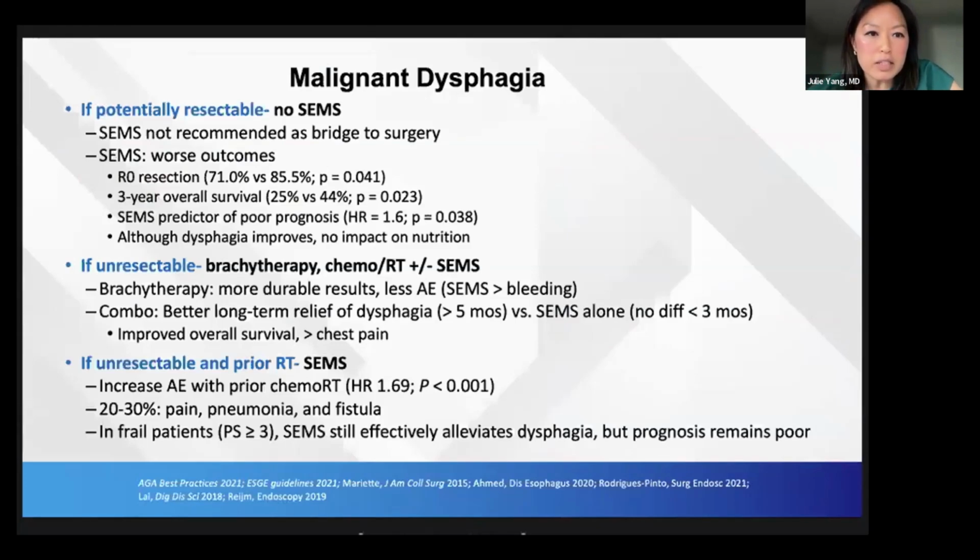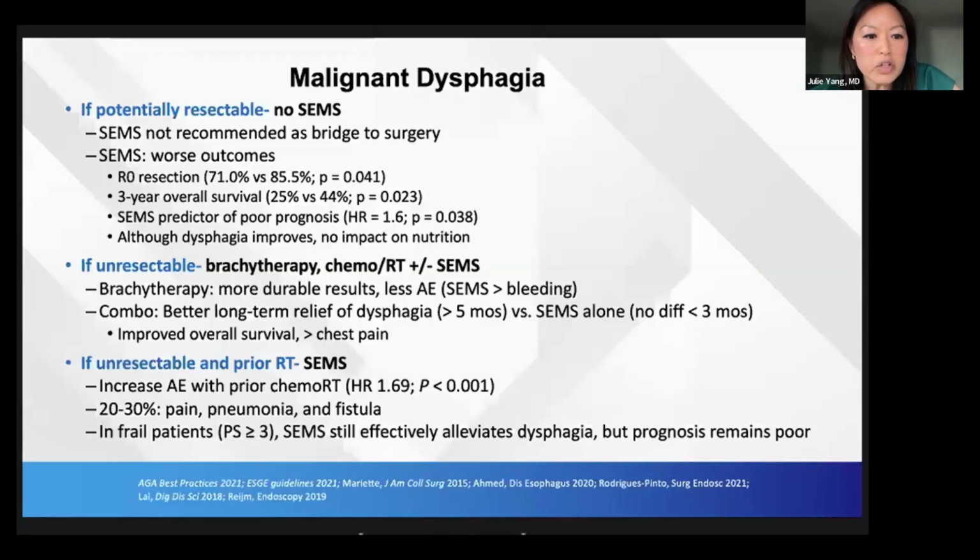If the patient's potentially resectable, there's really no role for SEMS. The reason is that studies have shown SEMS has worse outcomes in patients who are potentially resectable, and it's not recommended as a bridge to surgery. People who are potentially resectable and who get SEMS, particularly in the neoadjuvant setting, have less R0 resection. Their 3-year overall survival is less. SEMS alone was an independent predictor of poor prognosis.